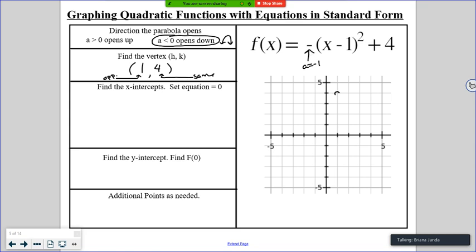Over 1, up 4. And then I'm always going to draw my axis of symmetry through that. So I know that my graph will be identical on right and left of that axis of symmetry. And once I have one dot on there, I have two dots on there. Find the x-intercepts. To find our x-intercepts, we're going to set our equation equal to 0.